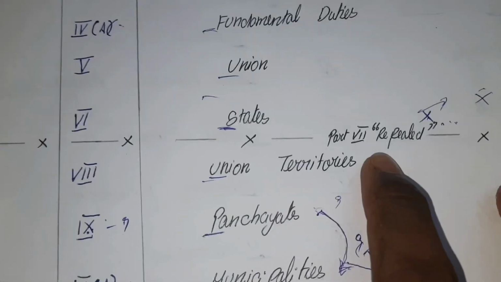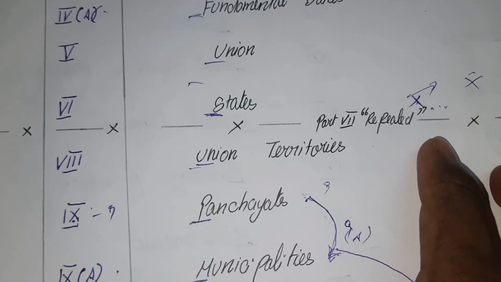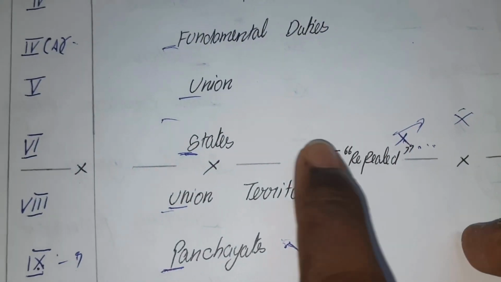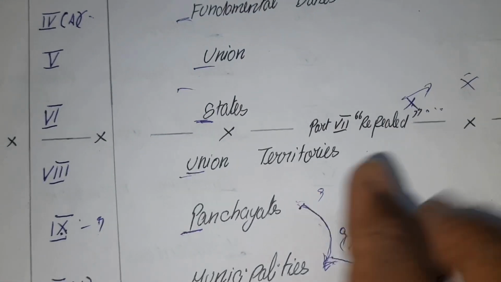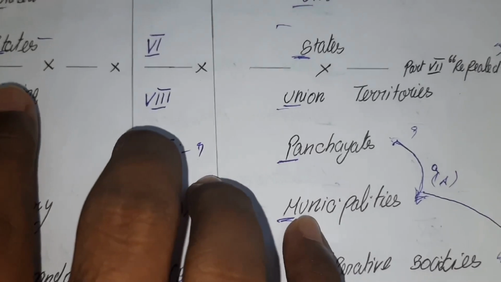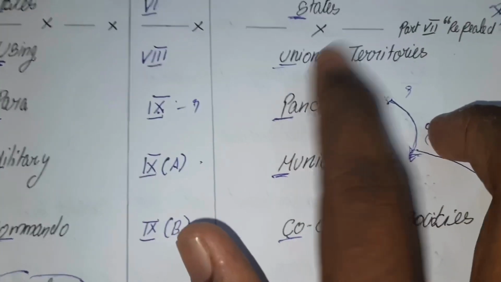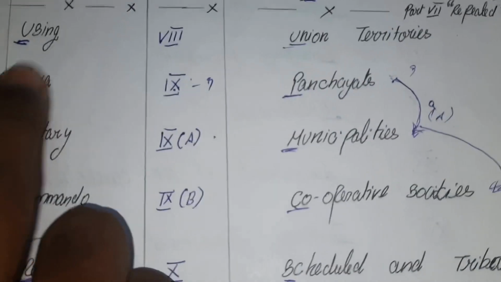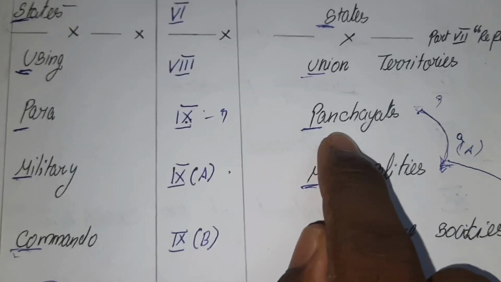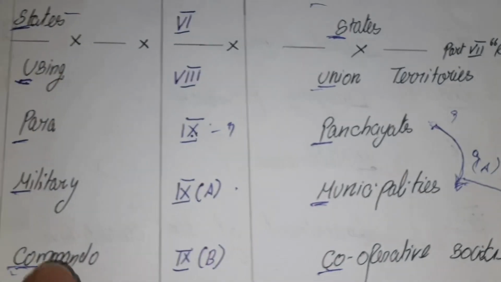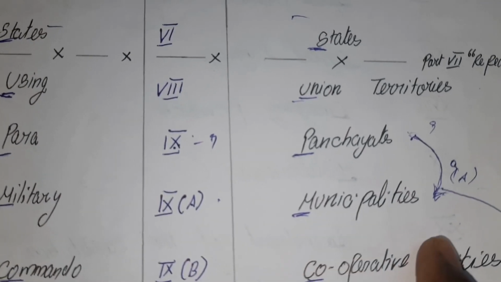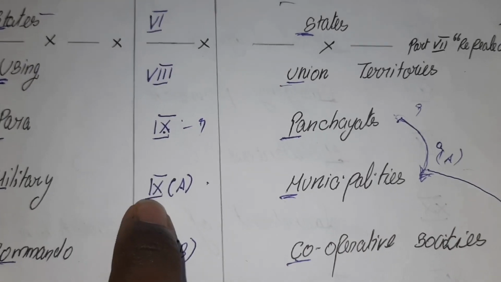The seventh part was repealed due to inconvenience of that part, so it is taken off and not discussed. The seventh part is removed. The first letter of using, U, denotes Union Territories, which is the eighth part. The first letter of para, P, denotes Panchayat, which is the ninth part. The first letter of military, M, denotes Municipality, which is 9A.